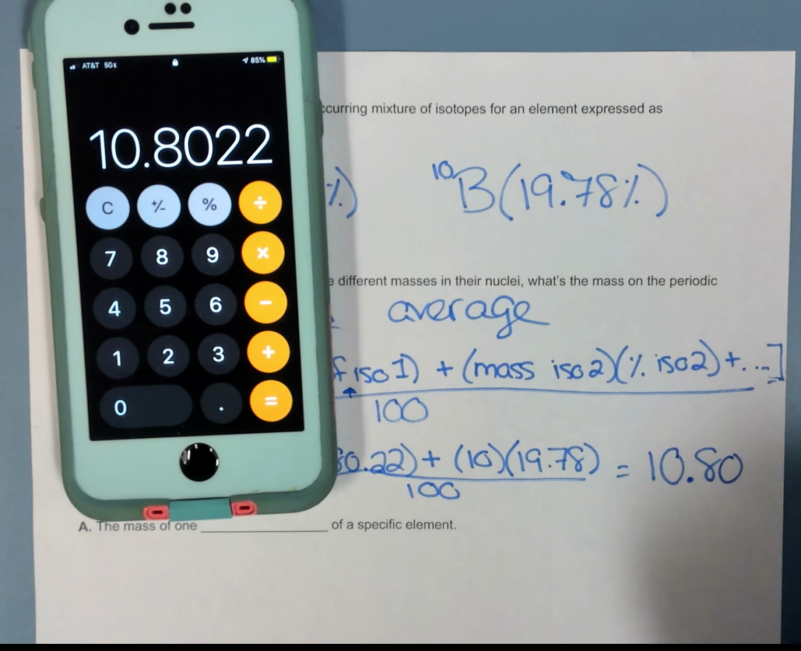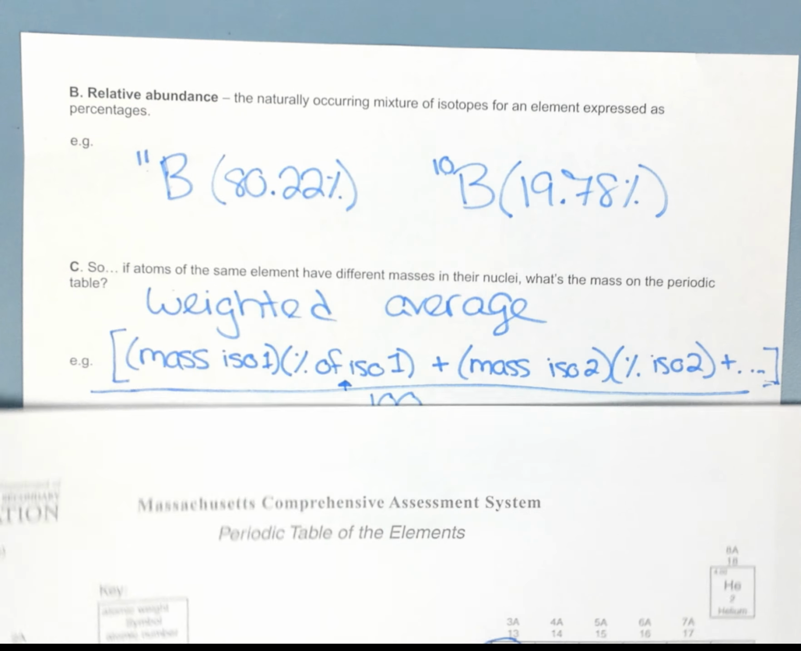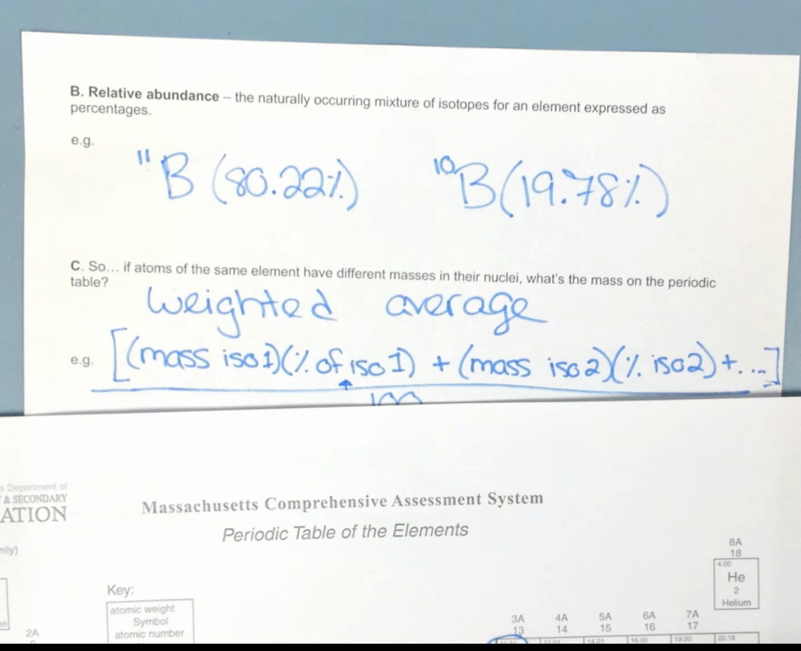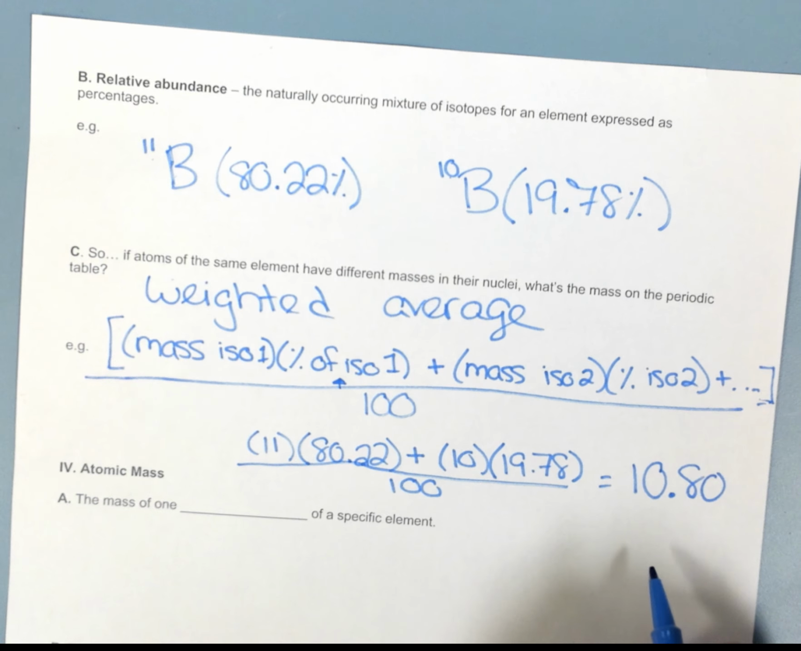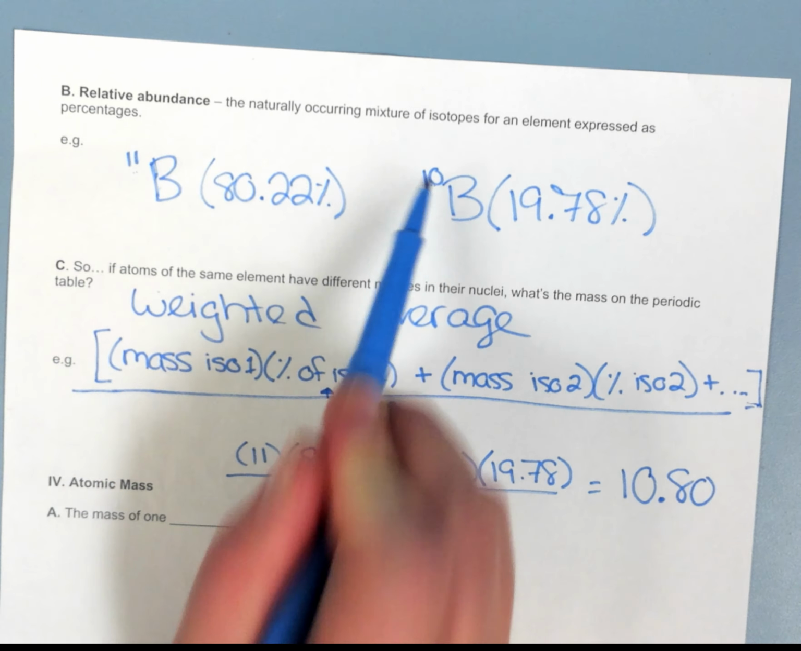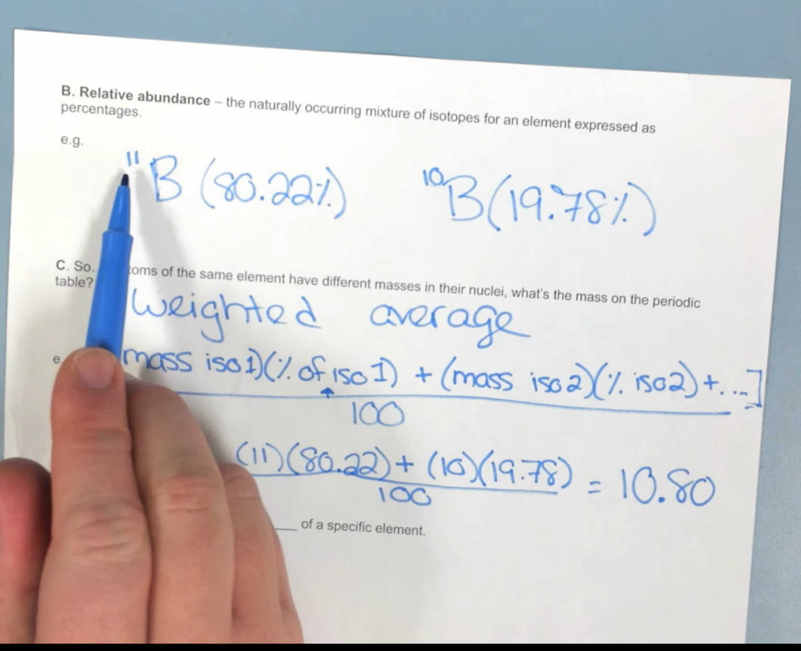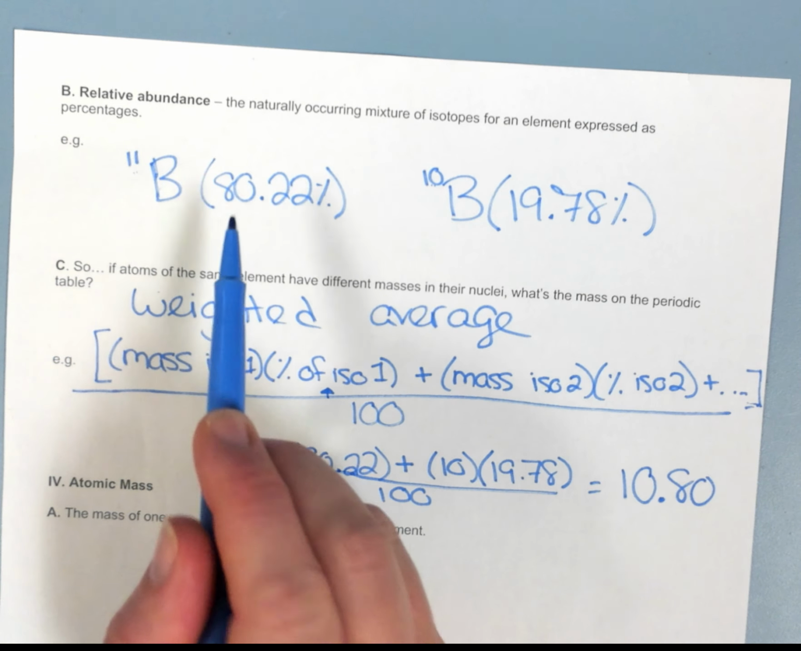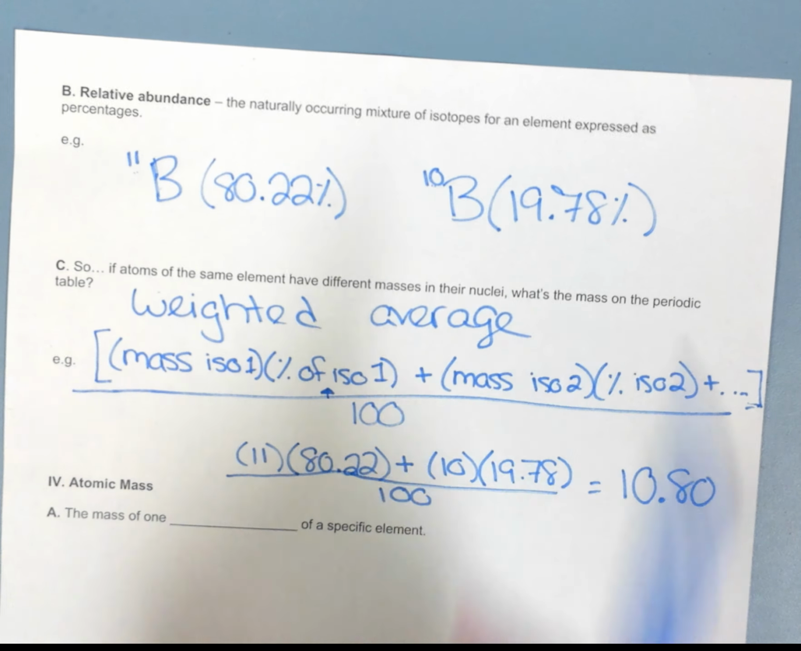So in the end, I end up with an average mass of 10.8022, etc. Now, when I look at my periodic table, my answer should always be really close to the mass on there. Here it says 10.81. 10.80 is pretty close. 10.80 comes between these two numbers, and it's closer to 11, which makes sense because 80% is boron 11, whereas only 20% is boron 10.